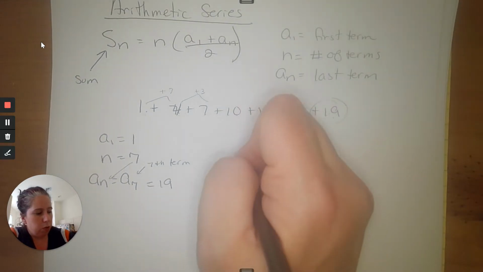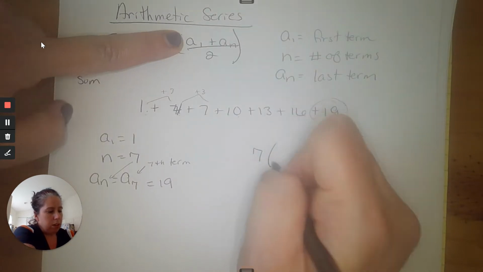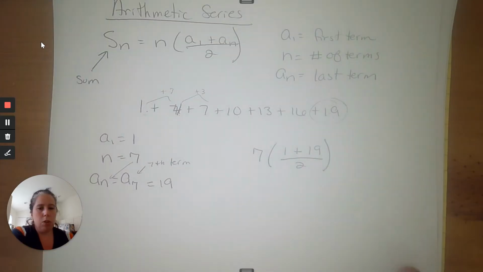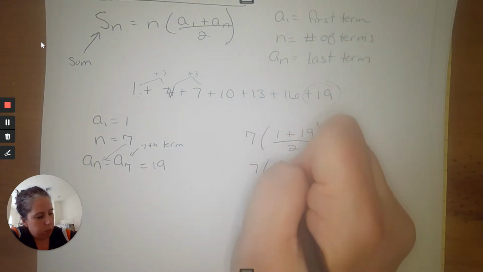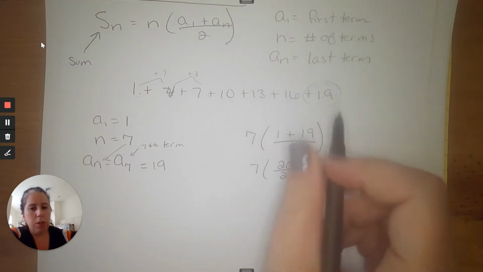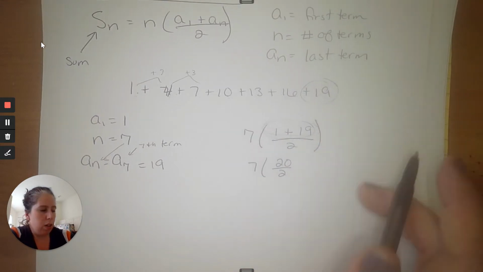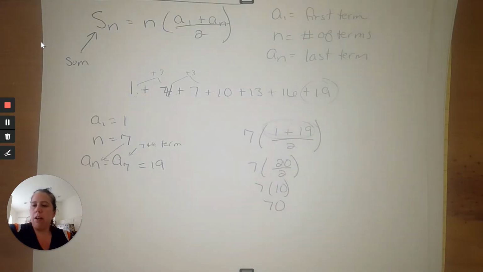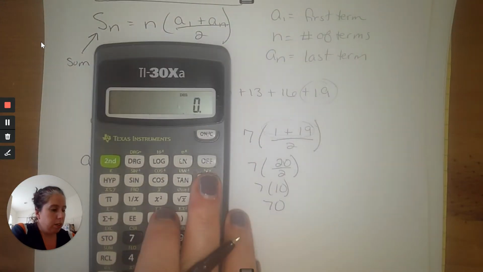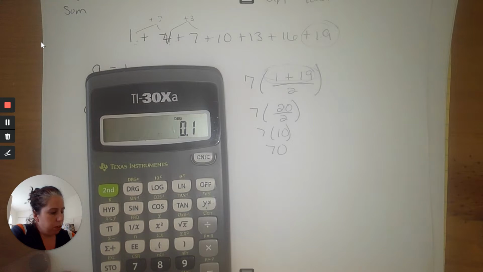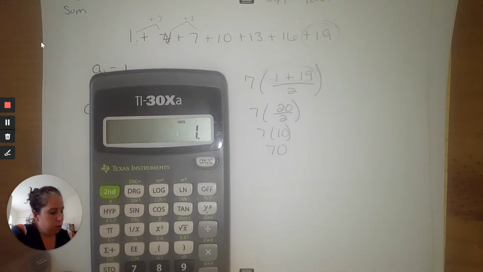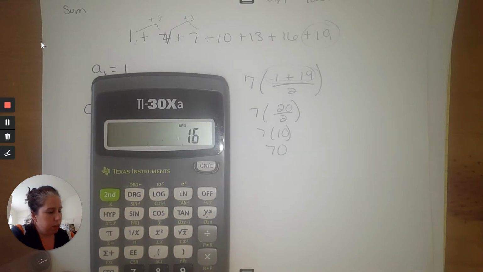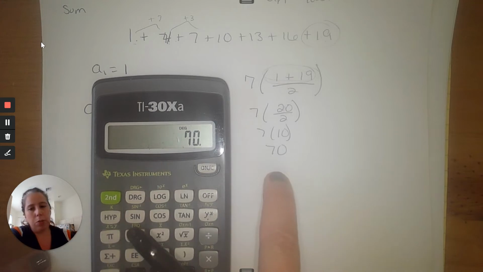Then we're just going to plug it into the formula. So we need n, which is 7, times (a1, which is 1, plus an, which is 19), and divided by 2. So it goes 7 times 20 over 2. Remember, you always do what's in parentheses first. Now, 20 divided by 2 is 10. So the answer would be 70. Now, if I added all these terms up, I should get 70, right? So 1 plus 4 plus 7 plus 10 plus 13 plus 16 plus 19 gives me 70.